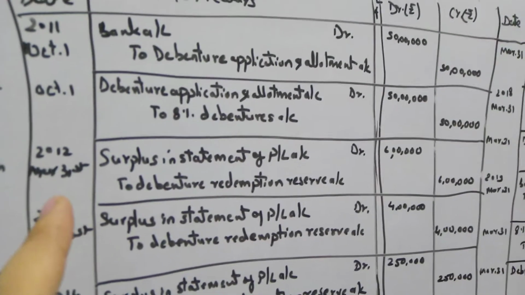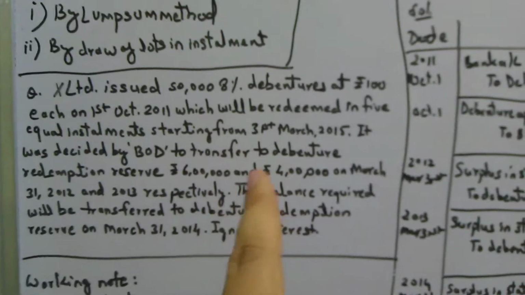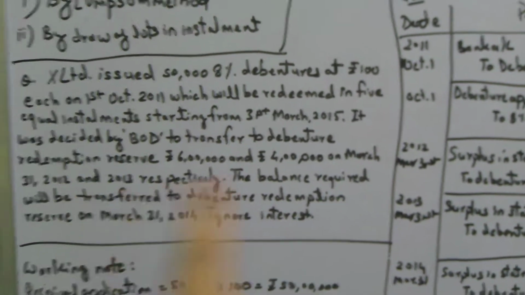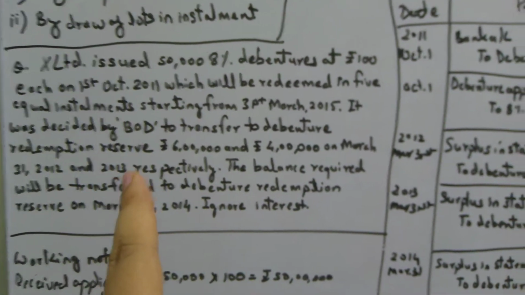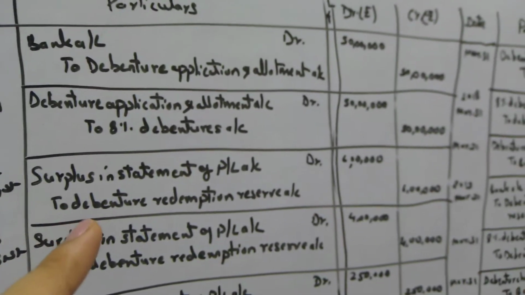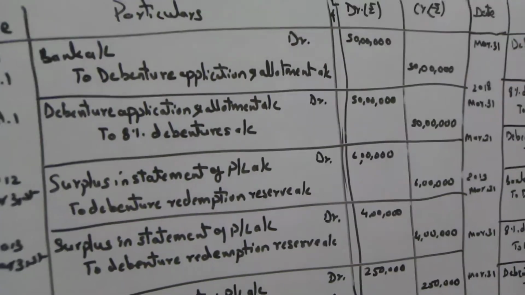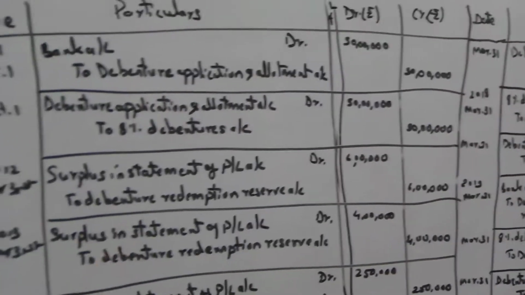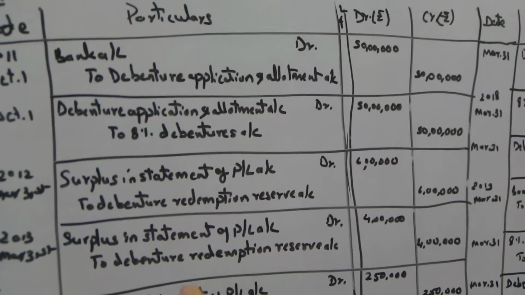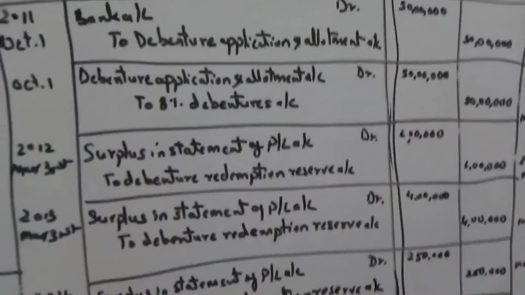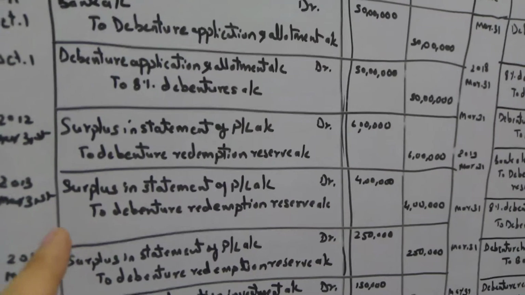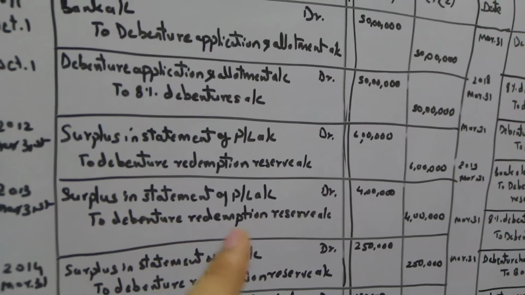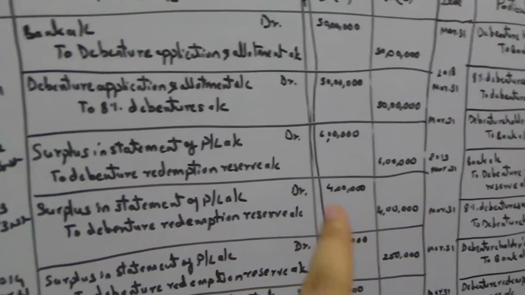Then on 2012 March 31st, because it is mentioned in the question itself, 2012 and 13, 6 lakhs and 4 lakh has to be transferred. So surplus in statement of profit and loss account debited to debenture redemption reserve account 6 lakh. The entry you may pass that being DRR is created from the statement of profit and loss account. In the same manner, 2013 March 31st, surplus in statement of P&L account to debenture redemption reserve is 4 lakh.